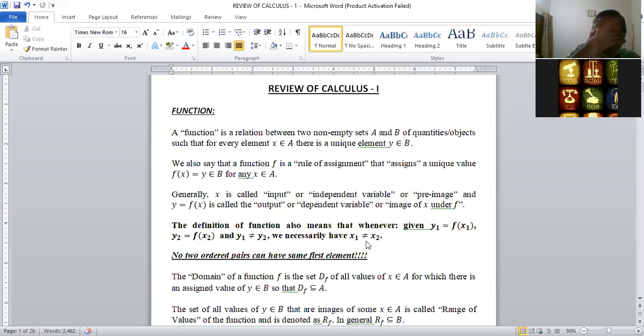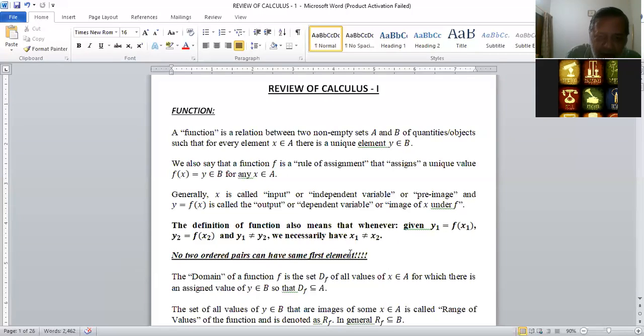मैंने उस दिन जो डिस्कस करना शुरू किया था, I saw that मैंने इसको not equal नहीं लिखा हुआ था, equal लिखा हुआ था. That is not correct. So the actual message is this: no two ordered pairs on the graph. You pick 2 points that are ordered pairs. No two ordered pairs can have same first element.